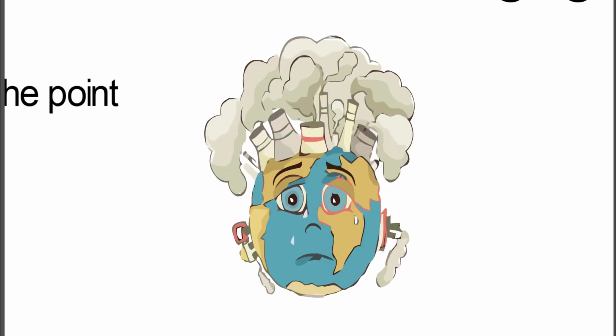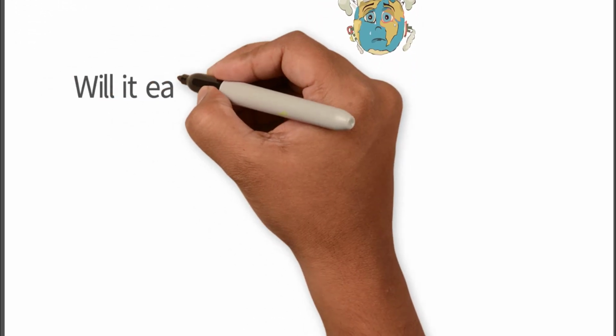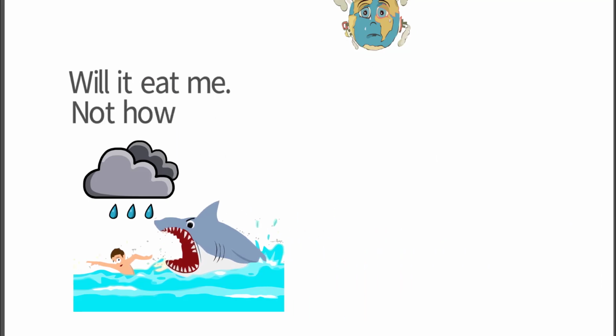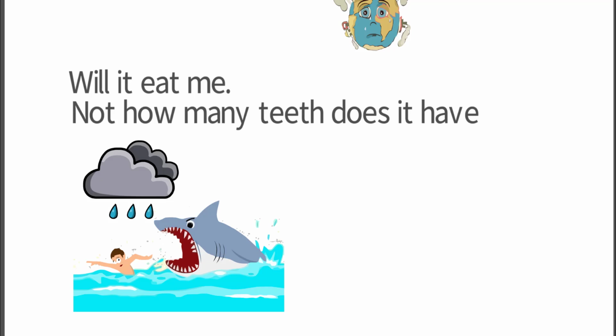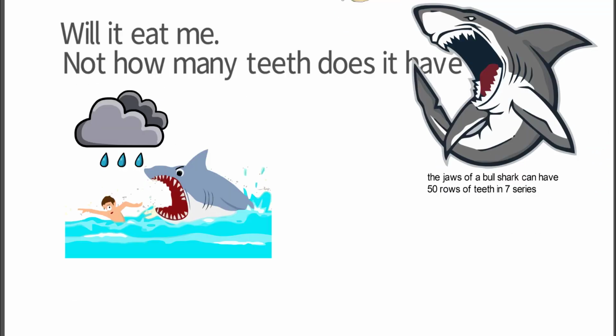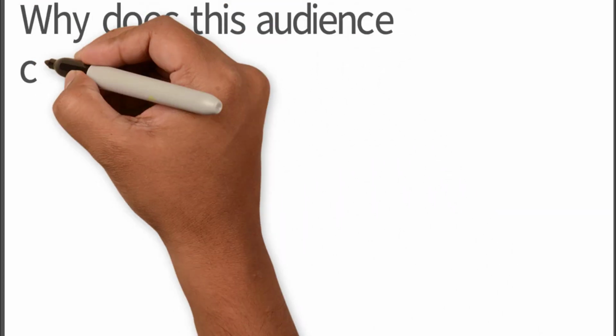So here's a visual that emphasizes the point, that the increase in carbon dioxide is strangling the world. And then you talk about, will it eat me? We focus on that kind of thing, not how many teeth does it have. So the fact that the bull shark has 50 rows of teeth in 7 series is not really important. You want to focus on how it's going to eat them, and why does this particular audience care?